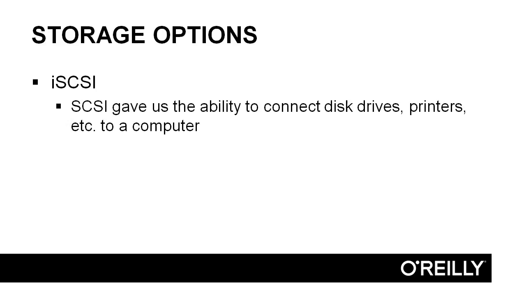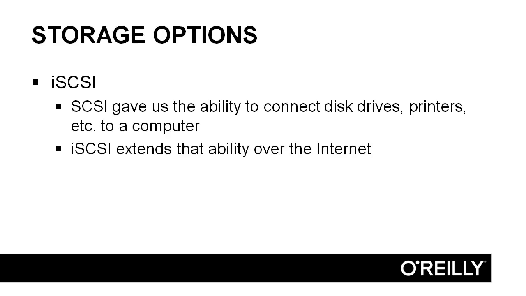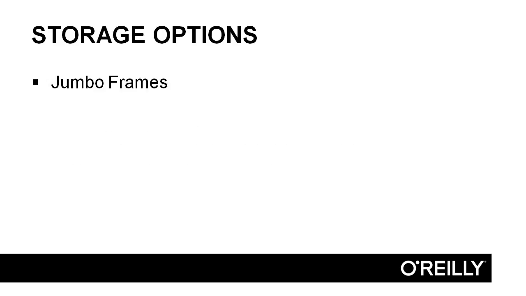Let's start with iSCSI. SCSI gave us the ability to connect disk drives, printers, etc. to a computer and gave us a lot faster throughput and everything was cool with SCSI. Well, guess what? iSCSI extends SCSI functionality over the internet. And it works really well with virtualization. You're going to find that the way virtual machines can work with storage pools and some other things, there's a lot of really cool stuff happening with storage.